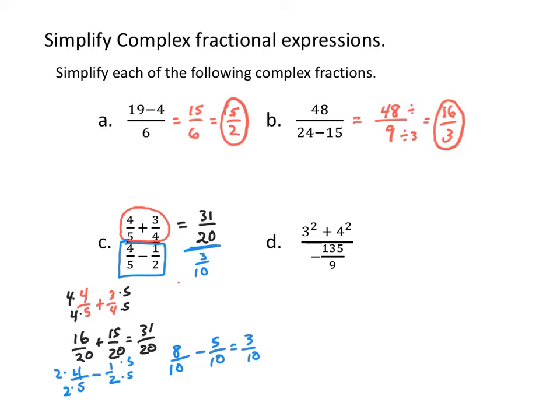So I have 31 over 20 divided by 3 over 10, which means I'm going to have 31 over 20 times 10 over 3. And then I'm going to reduce the 10 and the 20 and multiply straight across. 31 over 6. Okay. Well, that was a lot of stuff.